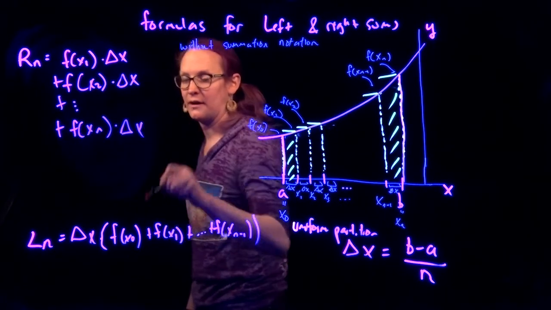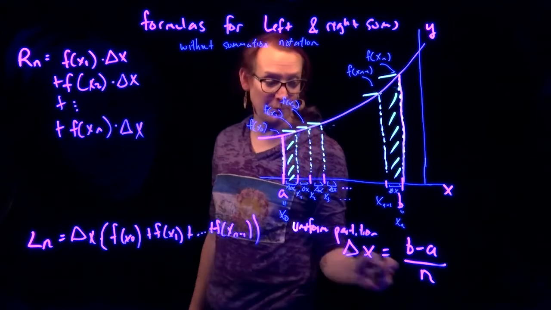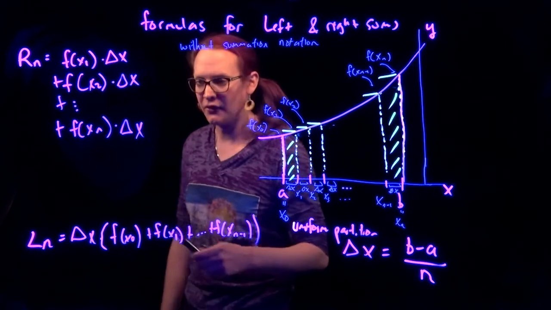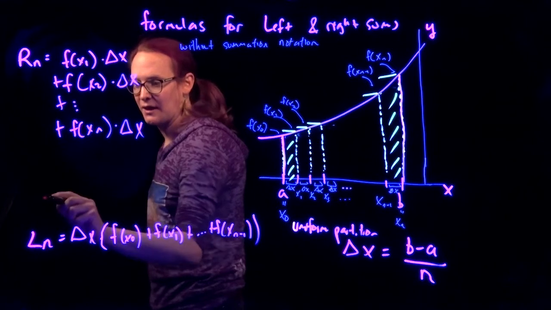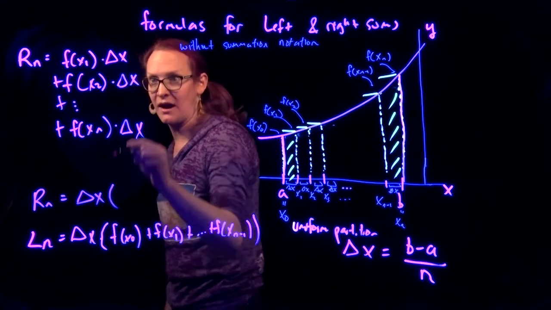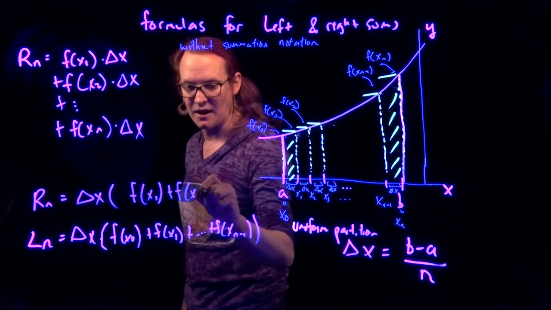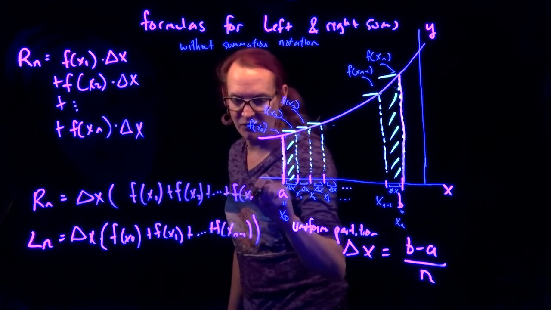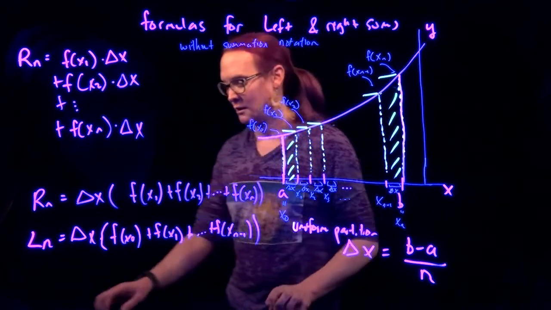times delta x. And just like last time, because we have a uniform partition, this is one of the reasons we use a uniform partition when we teach this. I get to factor out the delta x from all of these, and I get to write that R sub n is equal to delta x times f at x sub 1 plus f at x sub 2 plus dot dot dot plus f at x sub n.